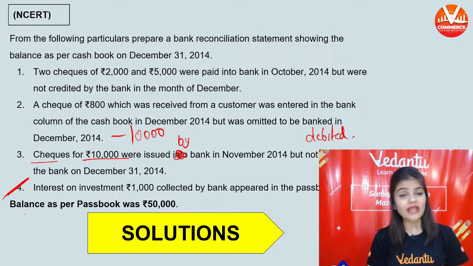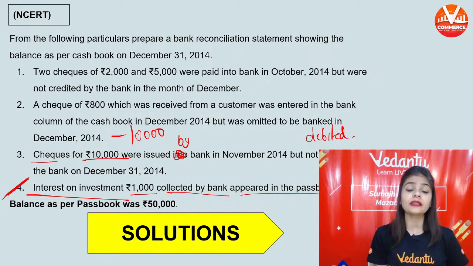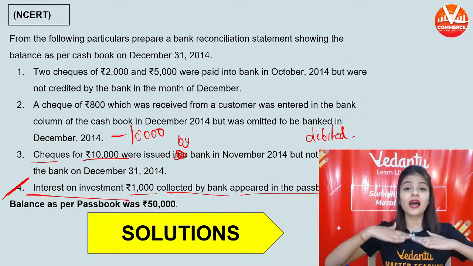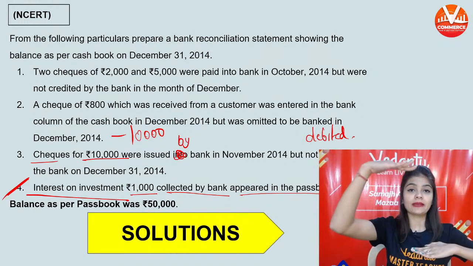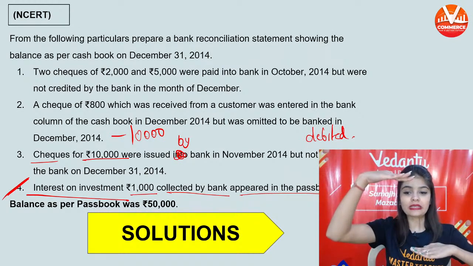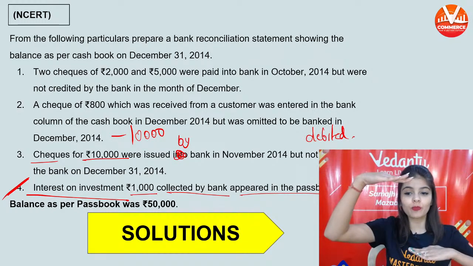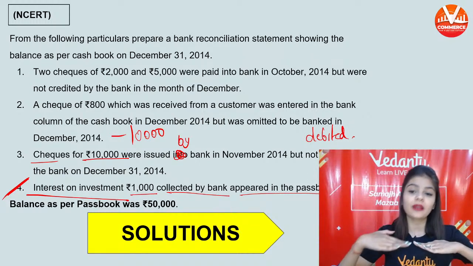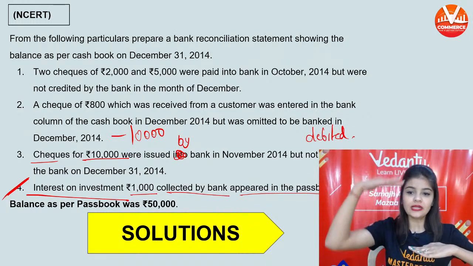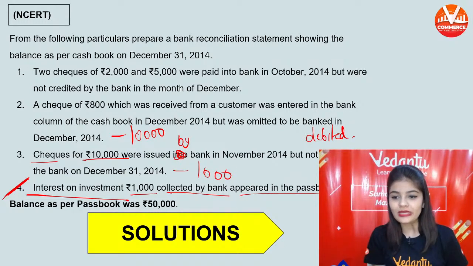And the last transaction is interest on investment 1,000 collected by bank appeared in the passbook. Interest collected by bank, your passbook is increased. Now what will we do in the passbook? क्या करोगे passbook में? We will subtract. We will subtract to make it equal. So 1,000 will also be subtracted.